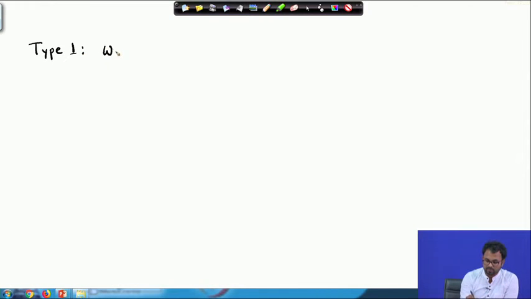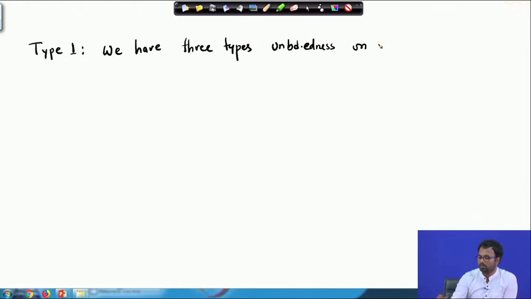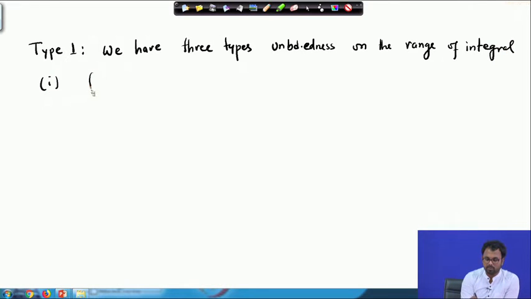So in this case we have three types of unboundedness on the range of integral. So the first one is, let's say our lower limit is minus infinity. So we have the first type of unboundedness of this type.